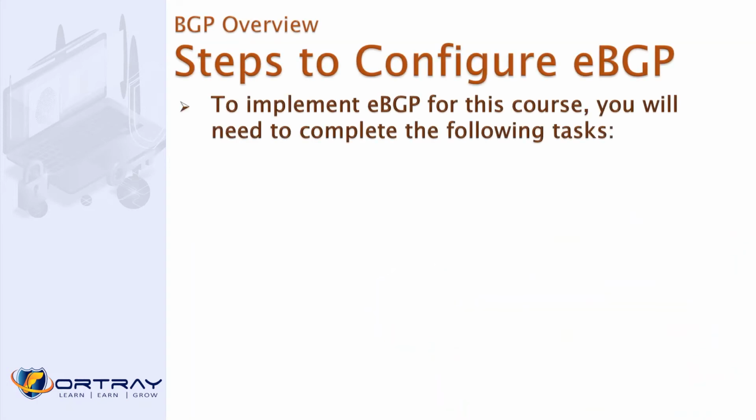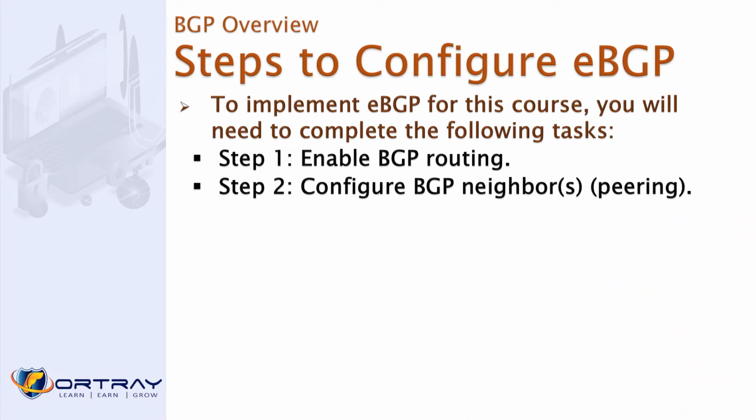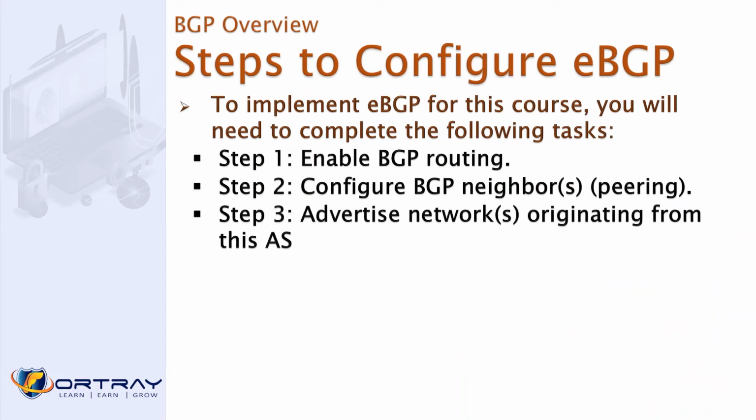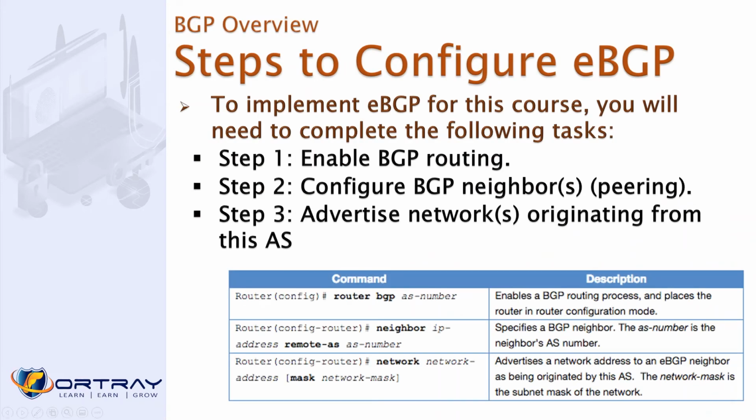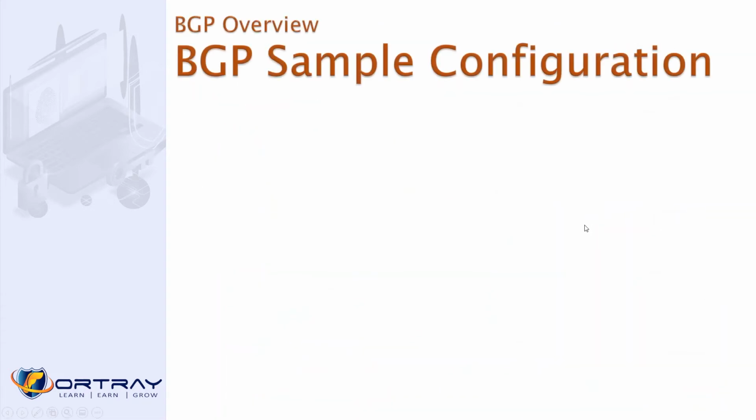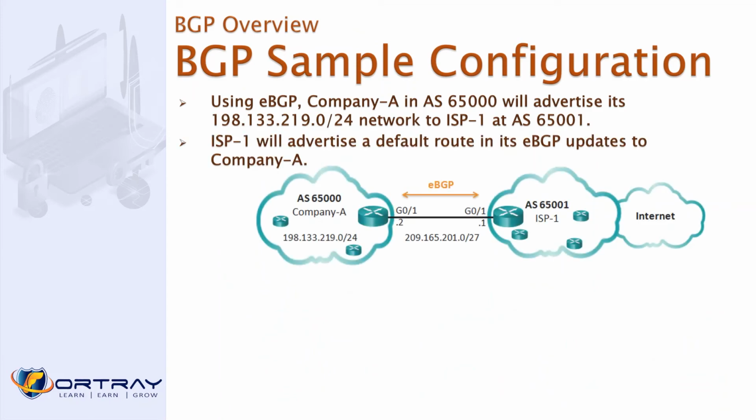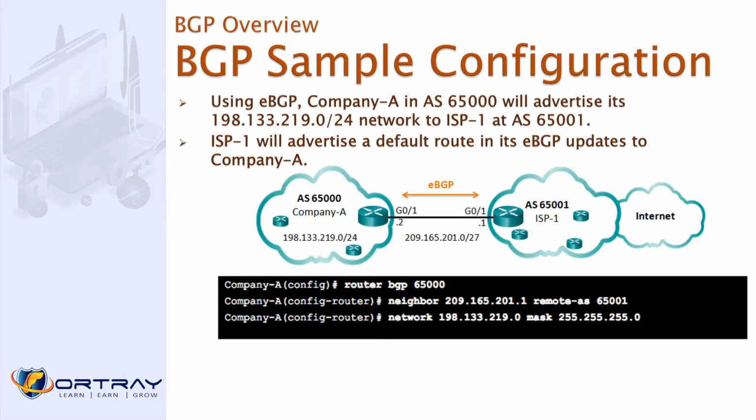Step 2, configure eBGP. To implement eBGP for this course, you will need to complete the following tasks: enable BGP routing, configure BGP neighbor peering, and advertise networks originating from the AS. Basically, router bgp, the neighbor command with remote-as, and advertise any networks inside. The sample configuration is here. This is the only routing protocol where you need to define a neighbor. This company is saying you are my neighbor.